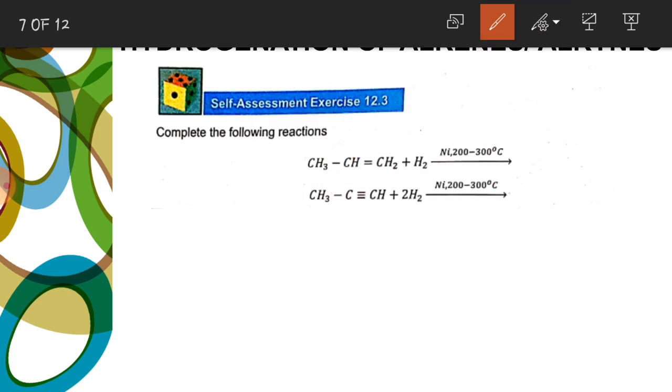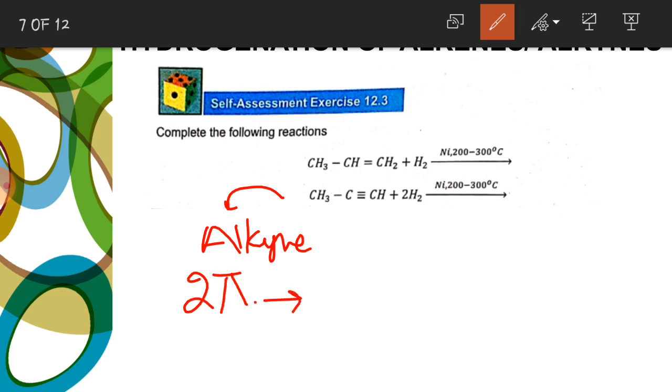Now let's discuss the second case. Our second case is an alkyne. It contains two pi bonds. So the hydrogenation of alkynes involves the addition of two molecules of hydrogen. Since the triple bond is present between these two carbon atoms, two atoms of hydrogen will be added to each of these two carbon atoms.